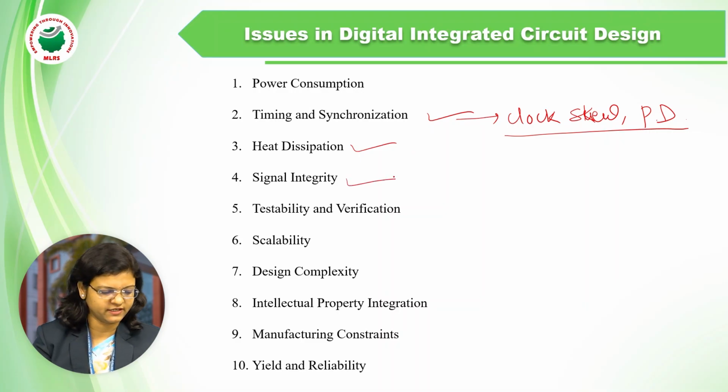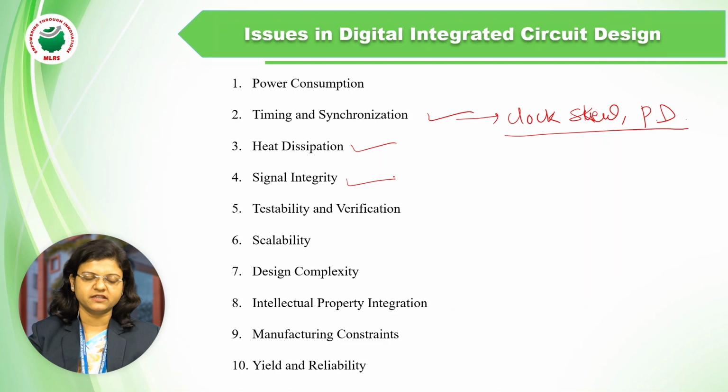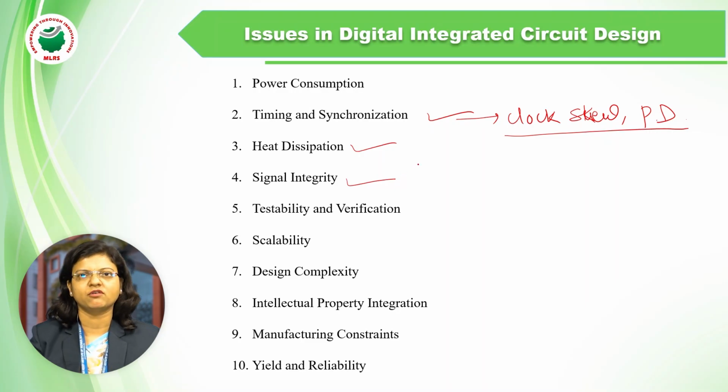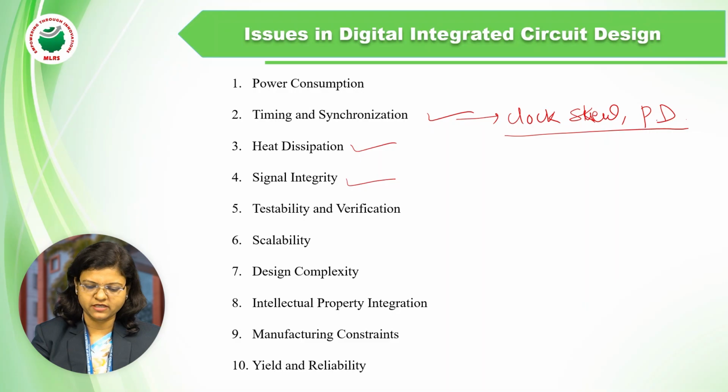The next is signal integrity. We maintain signal integrity by mitigating issues like crosstalk, which is nothing but undesirable interference because of electromagnetic waves, and signal reflection, which are important issues to ensure the reliability of data transmission. So again, we have to take care of these two things in signal integrity.